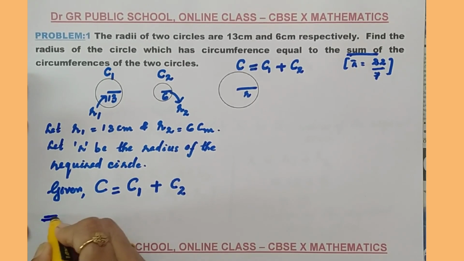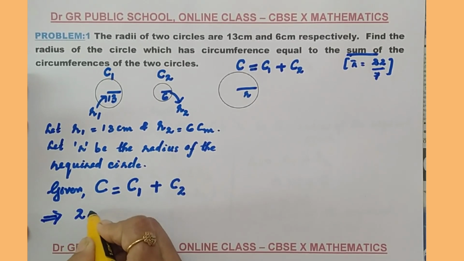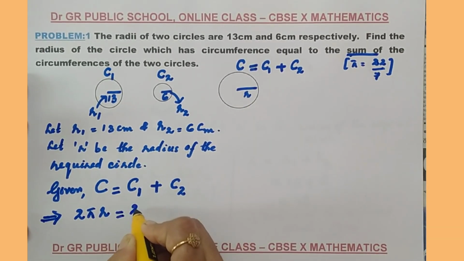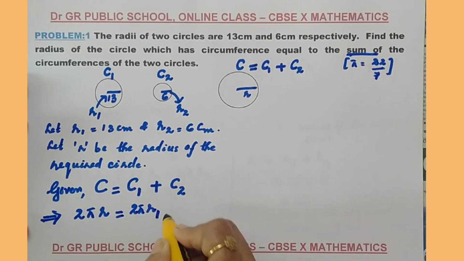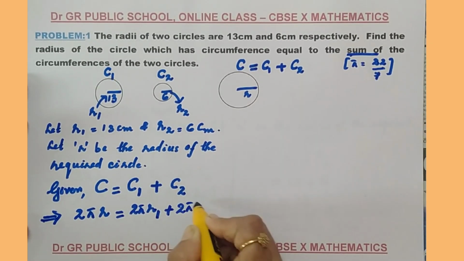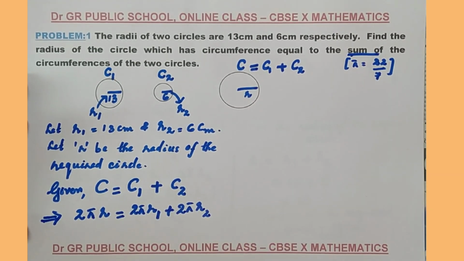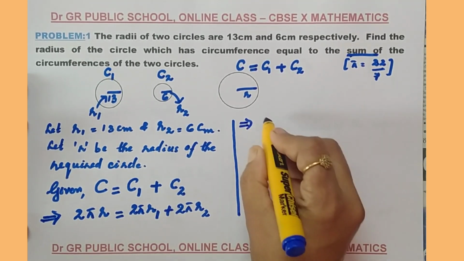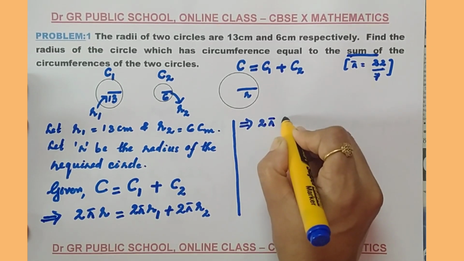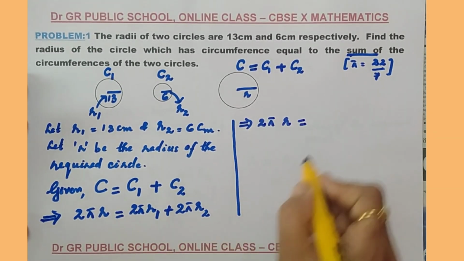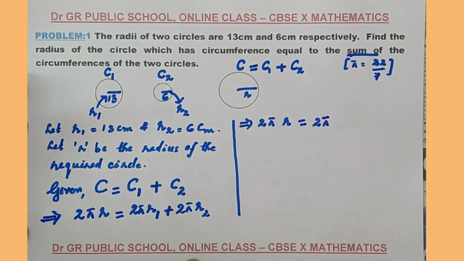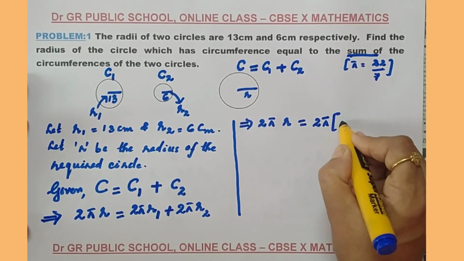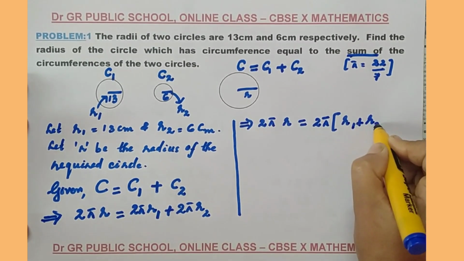You know that the formula for the circumference is 2 pi r, where r is the radius of the circle. So C equals 2 pi R1, the radius of the first circle, plus 2 pi R2, the radius of the second circle. Look at the calculation I am going to do, very important. This implies 2 pi R, which I need to find, equals, on the right side, I take 2 pi common outside. Even though you are given the value of pi as 22/7, look at what happens. R1 plus R2 comes within the bracket.